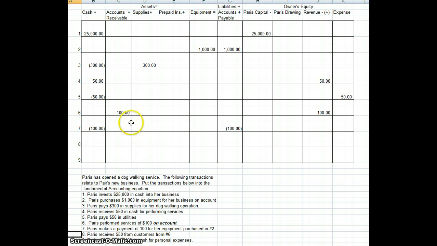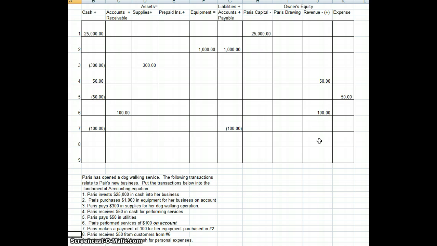So if we look up here in number 6, we had a receivable for walking the dog. A common mistake that many students make with number 8 is they want to talk about revenue. But the problem with that is Paris walked those dogs in the past. She walked them back up here where we recorded the accounts receivable. So we don't want to record the revenue because then I would record it twice, once here and once in number 8.